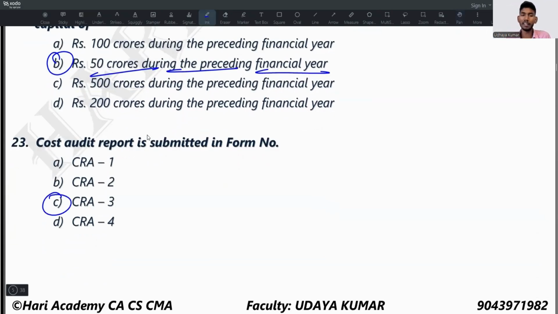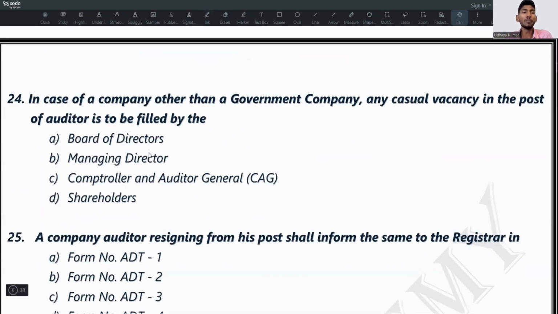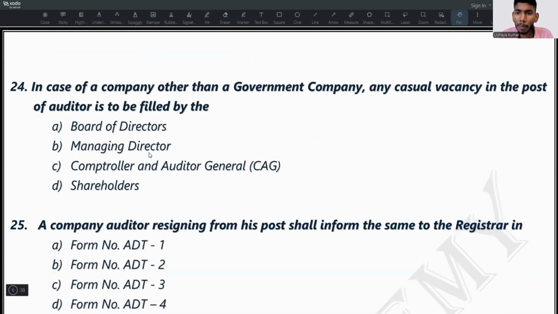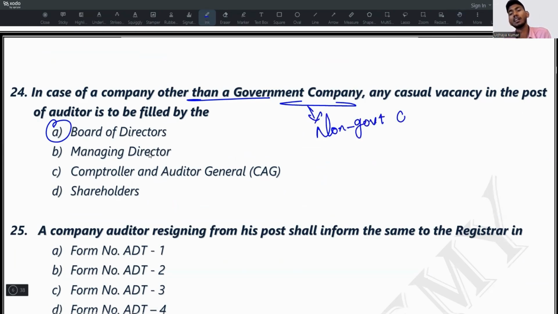Already we know the answer, right? We have discussed it already, so nothing's new. Question number 24: in case of a company other than a government company, any casual vacancy in the post of auditor is to be filled by whom? The Board of directors, right? Other than a government company is nothing but a non-government company. We have discussed this in our regular classes. Any casual vacancy in the post of auditor is to be filled by the board of directors.